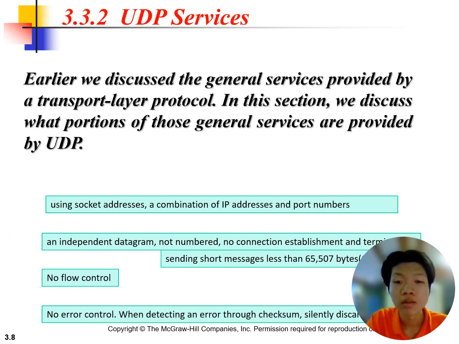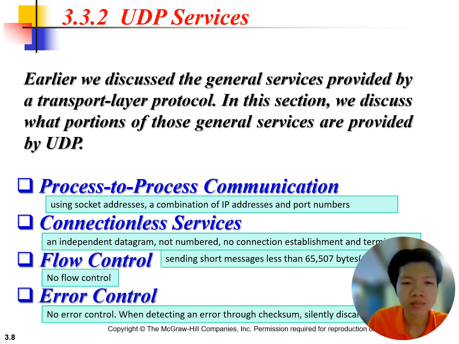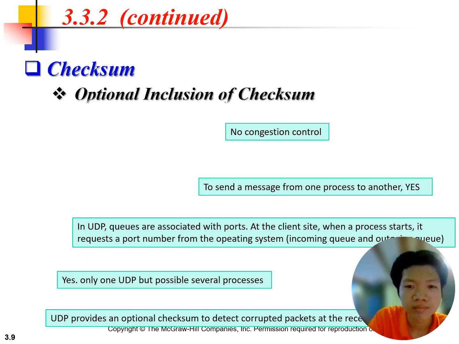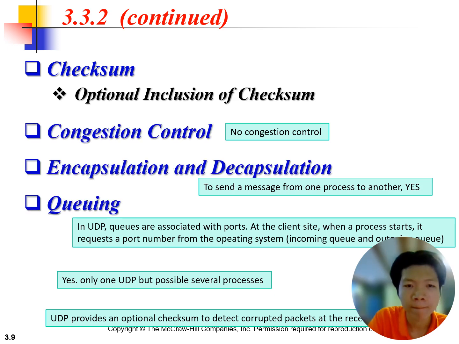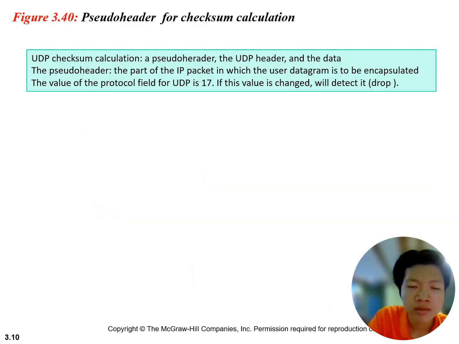Okay, let's go. UDP services. Earlier we discussed the general services provided by a transport layer protocol. In this section, we discuss what portions of those general services are provided by UDP. This is a figure of the pseudo header for checksum calculation.